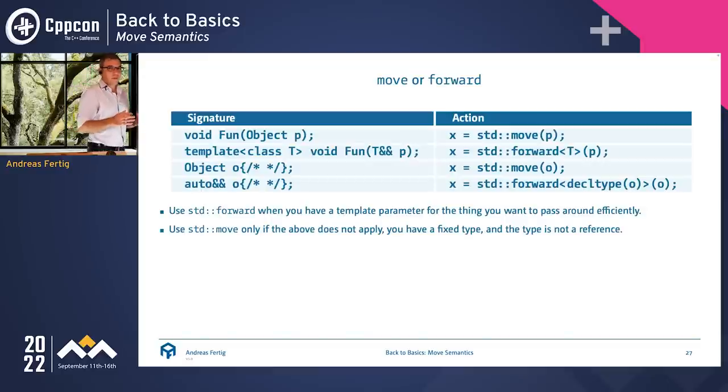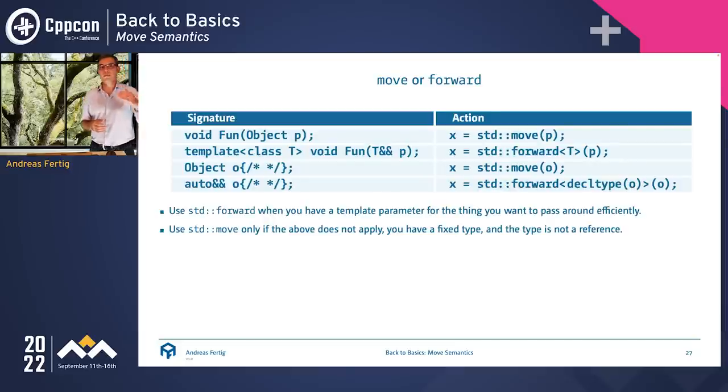We can say if we have the signature fun(Object p), so a function which returns void and takes a parameter object by value, then the action std::move on p is safe because p now is owned by the function fun. We can move that. Nobody from the outside can reach it.